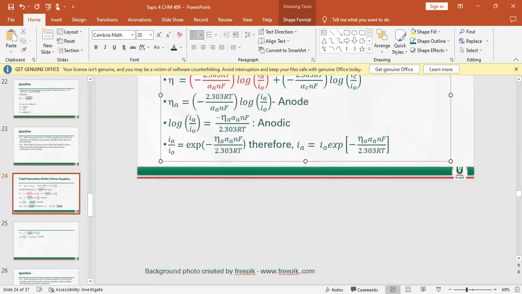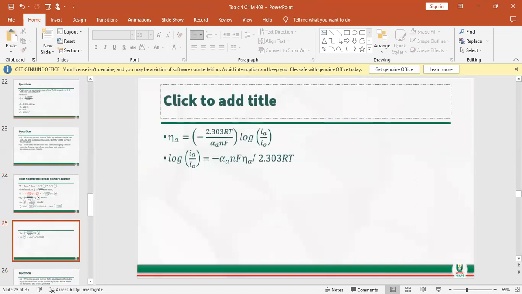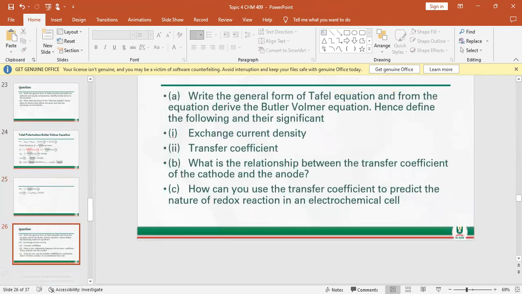So what does that mean? That means we can relate it to the equation of a straight line. We shall see that later. NA will now be equal to this. And log IA over IO is equal to this. That is what you see there.